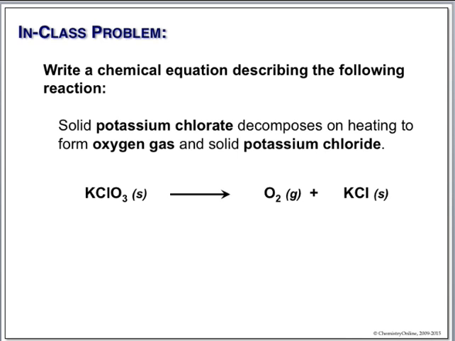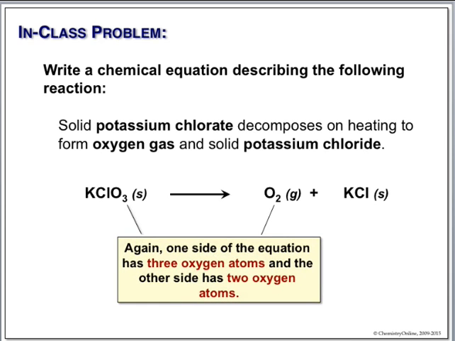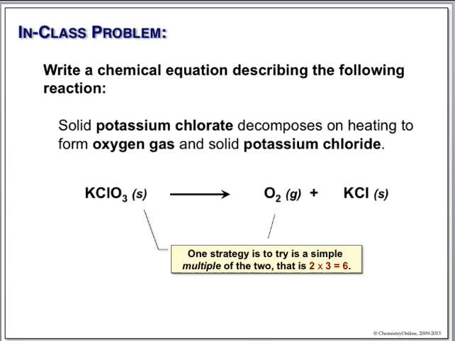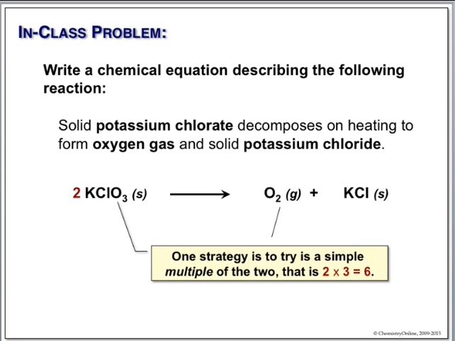Again, using the odd-even approach, I would take this and I would stick a 2 in front of here to make our oxygens even. 3 oxygens, 2 oxygens. We need a coefficient to make this guy even. This now gives us a total of 6 oxygens. Over here, we have 2, but we can make this a 3. And by gosh, now we have 6 oxygens on both sides.